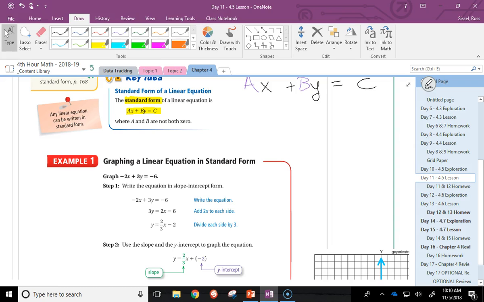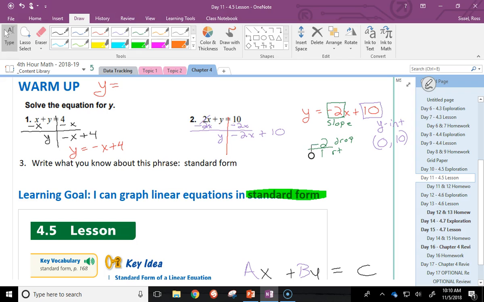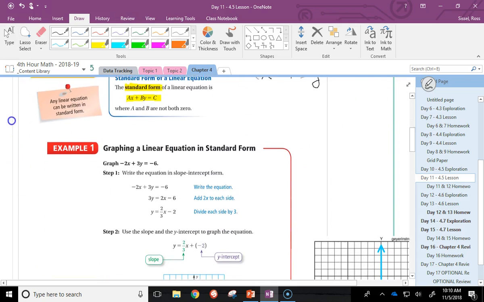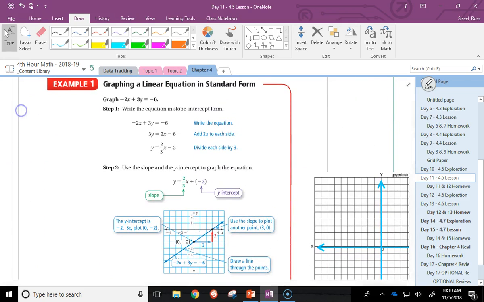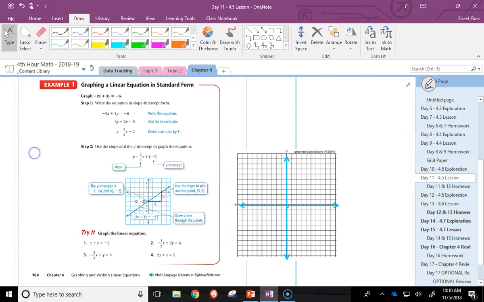There's going to be 2 methods we are going to use. The first one I think is the easiest one, and we're just going to change it to slope-intercept form, which is solving for y. We're going to do what you did for warm-up, and then we graph it. That's all you have to do. So if we look at this first one, example 1, this is once again why I like big ideas, because they work the problem out for you. We are going to go through it.